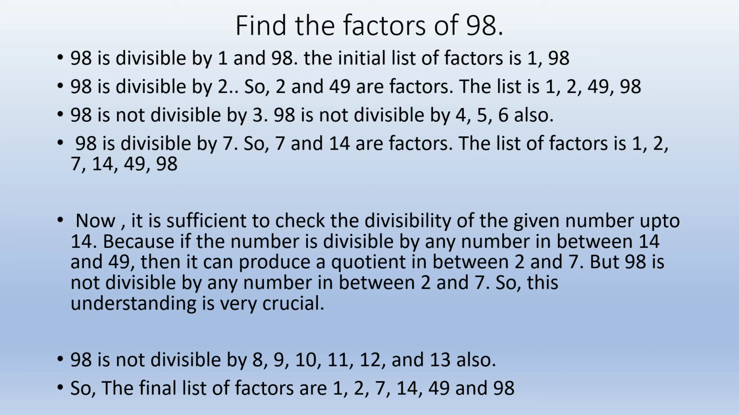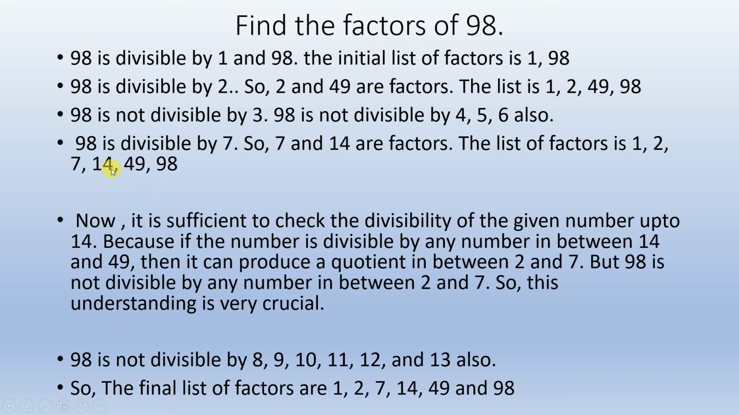You have to check for 7. 7 divides 98. 7 14s are 98. Now the list of factors is like this. If you observe carefully, you are proceeding from 1, 2, 3 like that, checking the divisibility of 98 with all these numbers. But from the other side, the quotients are coming in the reverse direction. If you divide with 1, the quotient is 98. If you divide with 2, the quotient is 49.